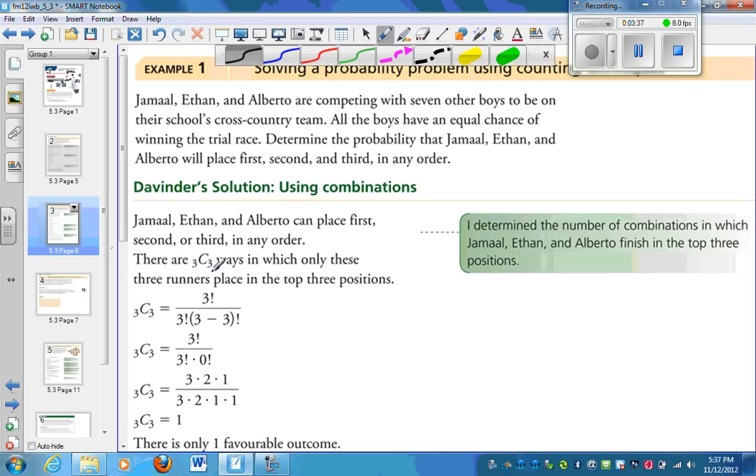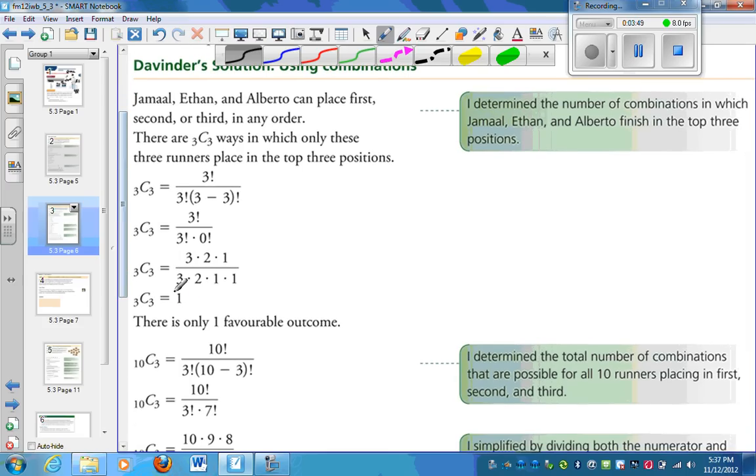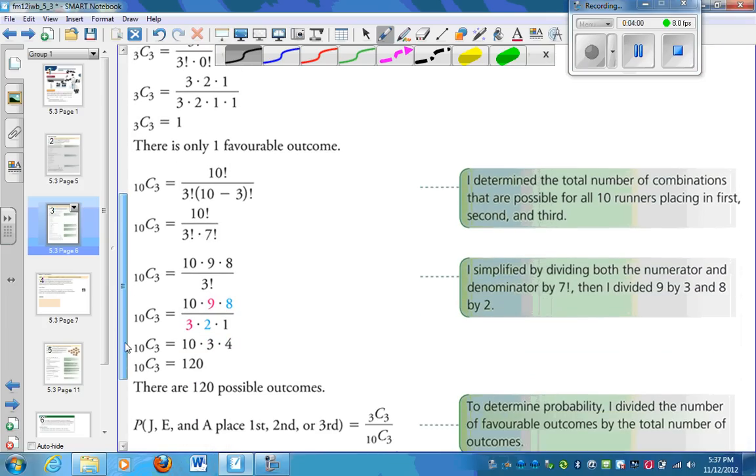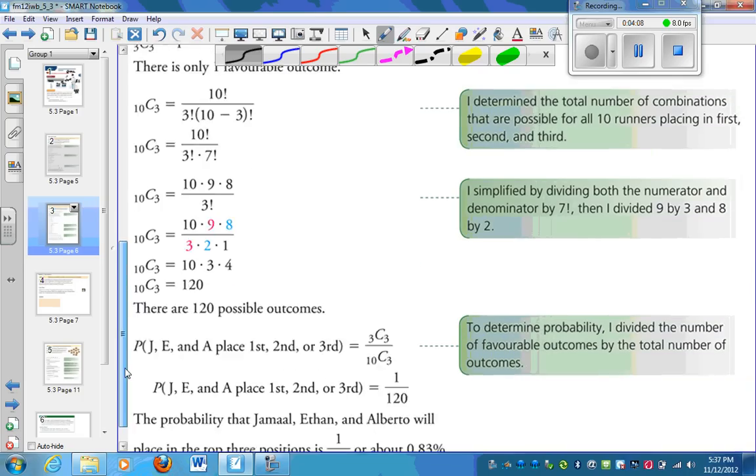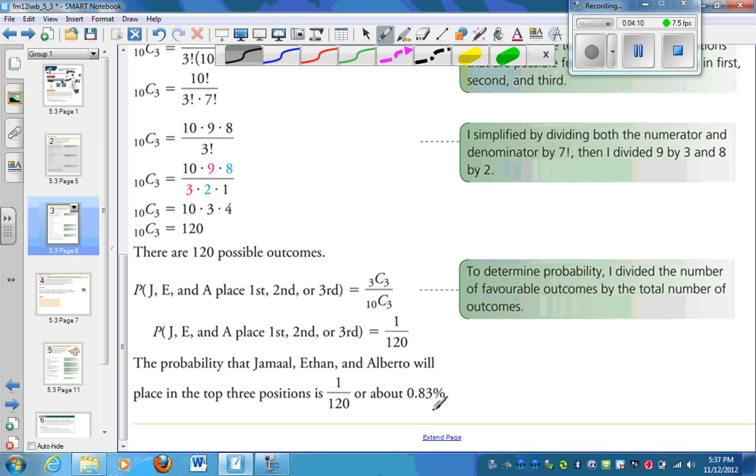There are 3 choose 3 ways in which only these 3 runners place. To do 3C3, we use the combination formula, or we just use our calculator and put 3C3 and get 1. There's 1 way to do that. Now the total number of ways: there are 10 people, and how many ways can you choose 3 of them? Either using the formula or using the button on your calculator, 10C3 is 120. So we have 1 over 120 as our probability, which is roughly 0.83%.